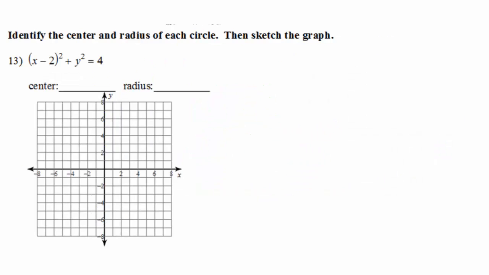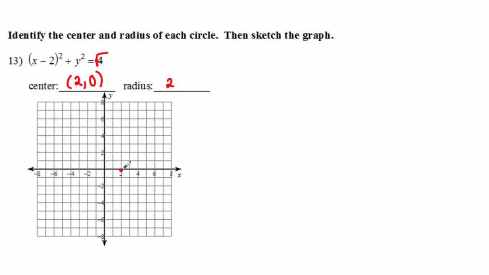13, identify the center and radius of each circle, then sketch the graph. So the center comes from what's next to x and y, so this -2 switches to a +2. There's not anything right next to y, and so that makes it a 0. So our center is 2, 0. Our radius, remember, we have to square root the number on the right, and so that gives us 2.